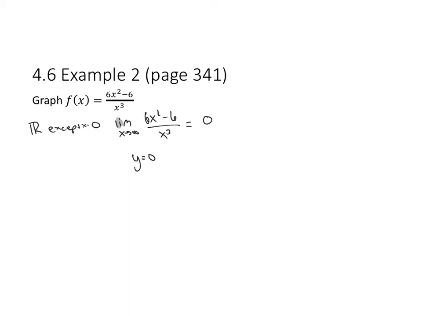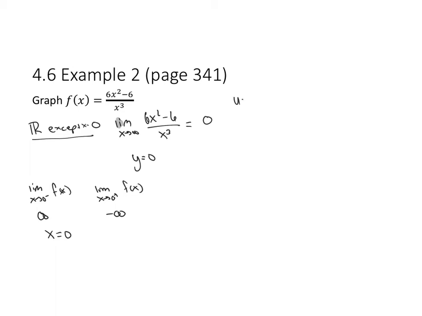Now to find my vertical asymptotes, I'm going to be using this all real numbers except x equals 0. So let's take the limit as x goes to 0 from the left of our function, and the limit as x goes to 0 from the right of our function. From the left, we're going to get positive infinity, and from the right, we're going to get negative infinity, meaning that x equals 0 is also an asymptote. All right, now let's get into our derivatives.